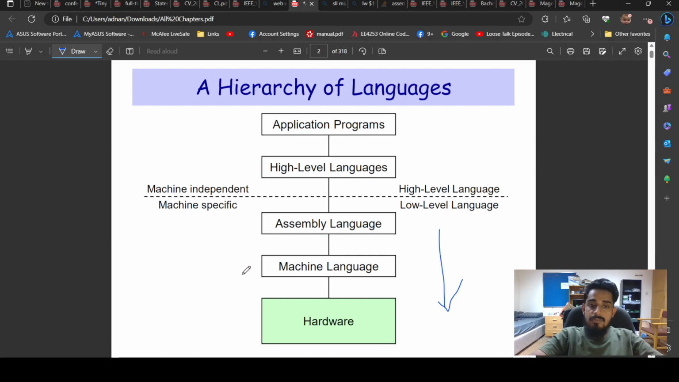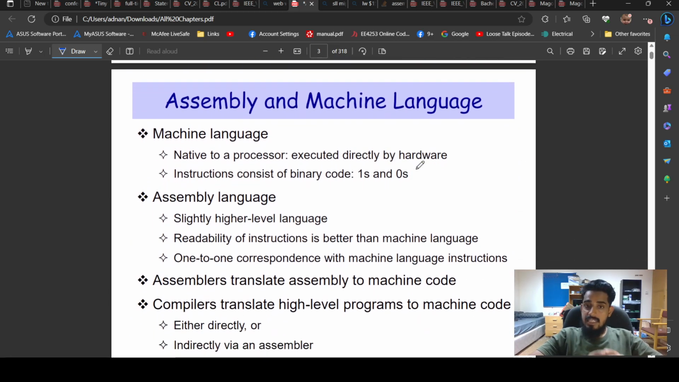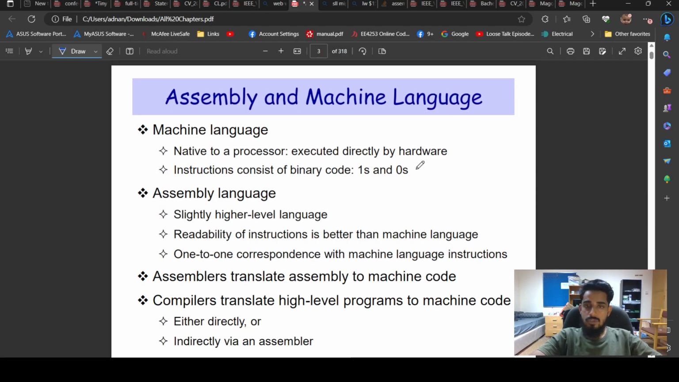What is machine language? Machine language is zeros and ones, the binary format, and it is easily understandable for the hardware. Machine language is very close to the hardware, assembly language is a little bit closer to the hardware, but for high level languages there is no understanding of the hardware. So there is some procedure by which high level languages are understood by the hardware. We will see this in the next slides as well. Because this is the introduction chapter, we will mostly focus on the introductions.